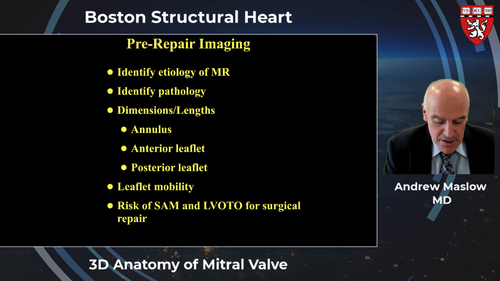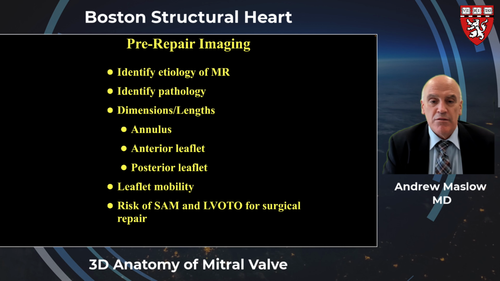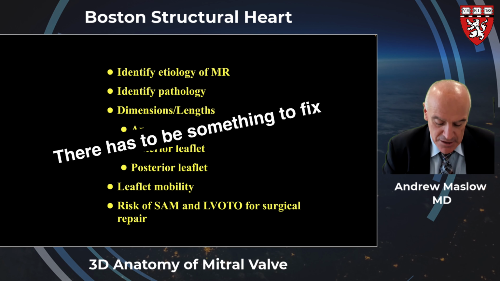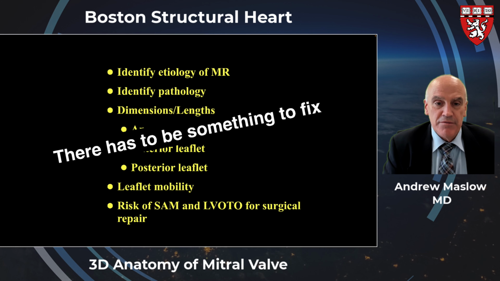So pre-repair imaging is important to identify the etiology of mitral regurgitation, to identify the pathology, to allow assessment of the leaflet dimensions as well as the annulus, specifically the anterior and posterior leaflet lengths and mobility. And then for surgical repairs, mainly the risk of systolic anterior motion in the left ventricular outflow tract. For percutaneous mitral valves, the assessment of the outflow tract is also important, and for other discussion. Essentially, there has to be something to fix.